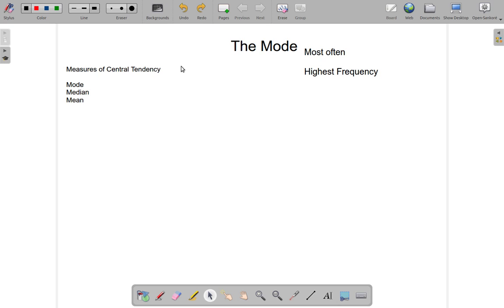Now, the mode is the value that occurs most often. In other words, it has the highest frequency. It is there more often than any other value. Suppose you have some numbers. I want to find the mode of a particular distribution. And these are the numbers that we are dealing with.